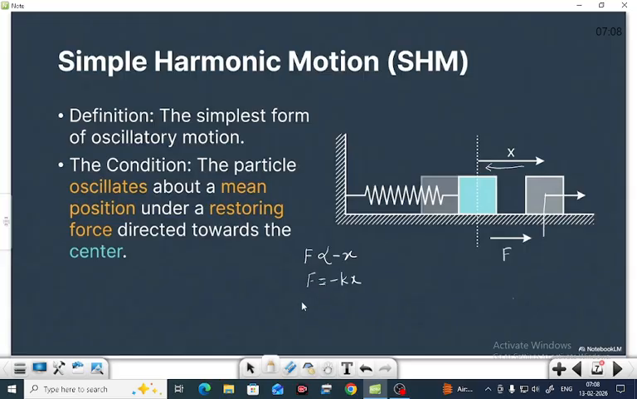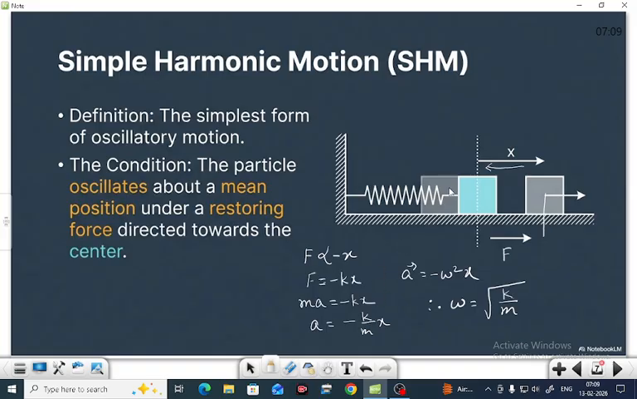Or if we write F equals m into a according to Newton's second law of motion, then it can be written as minus kx, or acceleration can be written as minus k by m into x. Or if you write acceleration as minus omega square x, therefore omega is equal to root over k by m. This is the angular frequency of this spring mass system.